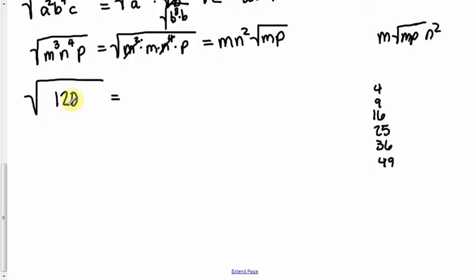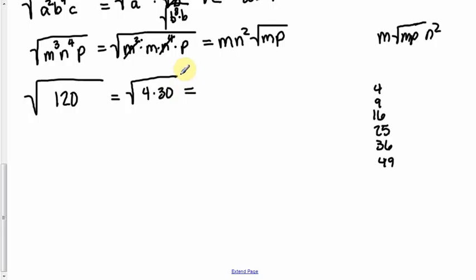I know 4 divides into it. How many times? 30. And then I need to think about 30. Does 30 have a perfect square factor in it? I don't think so. It's 2 times 3 times 5, right? Okay, so what you are doing is you are breaking this number down into a perfect square factor times a non-perfect square factor. Okay? So I'm going to break this down into 4 times 30.